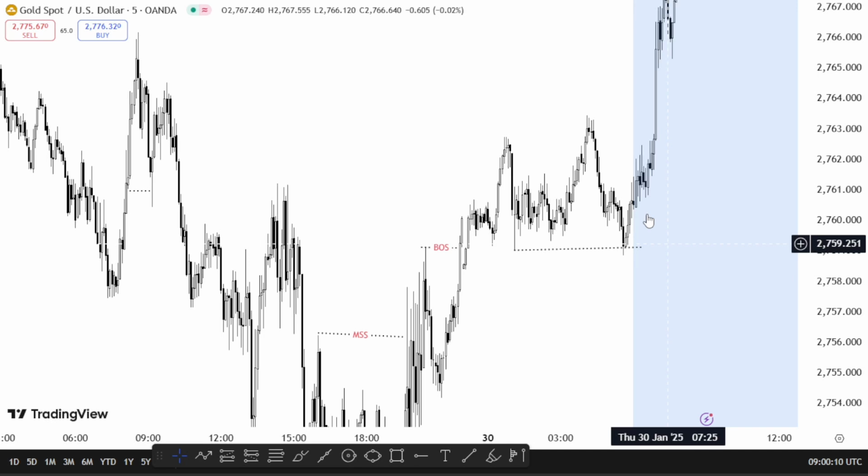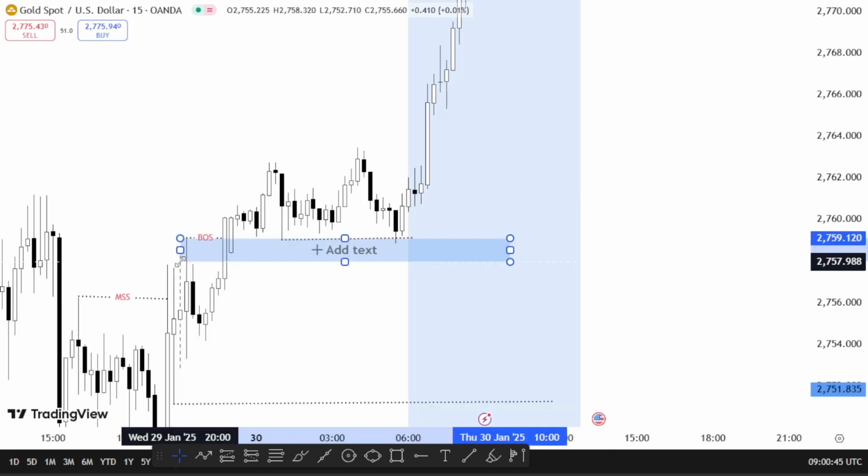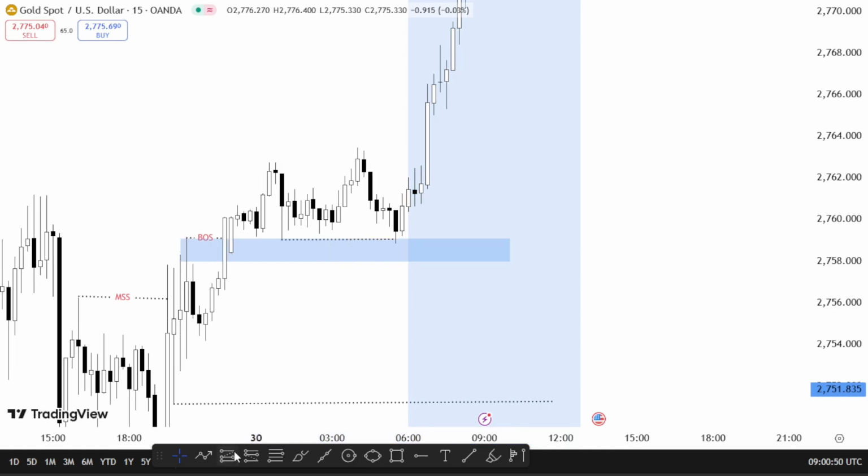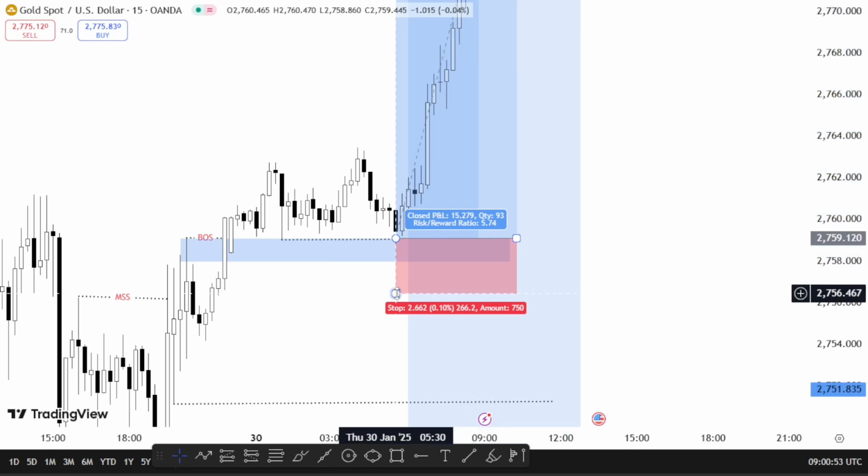So we have our breaker block right here. I can even adjust this a little bit to come down to here. We have our breaker block right there. See how the market just came back to stop that area and then move to the upside. So this would have been a very good trade for me, but I think I was still sleepy then. I said when I woke up, I've just been able to smash this TP.